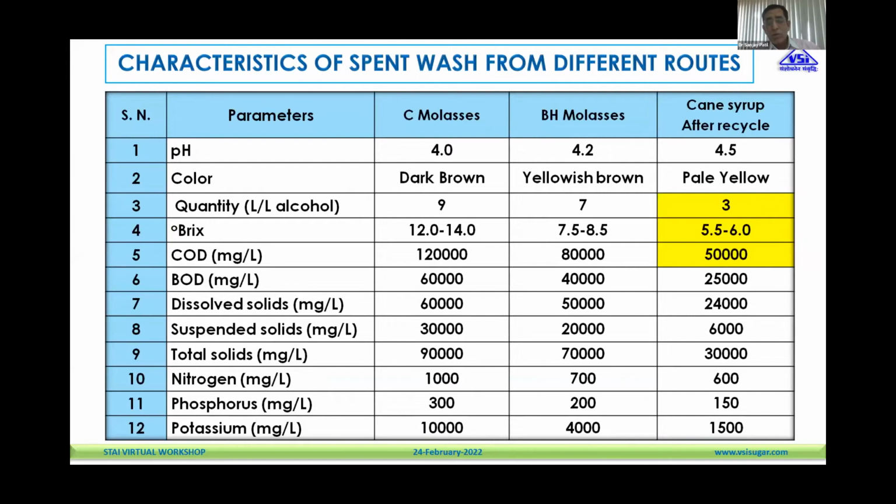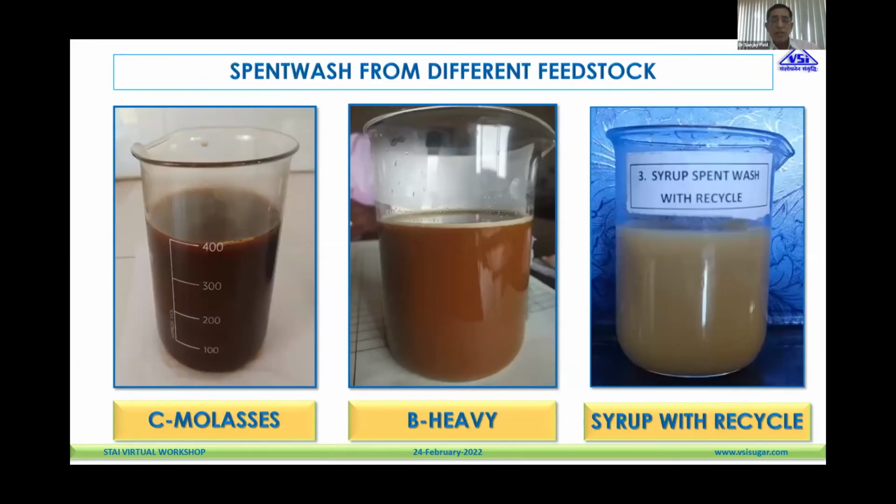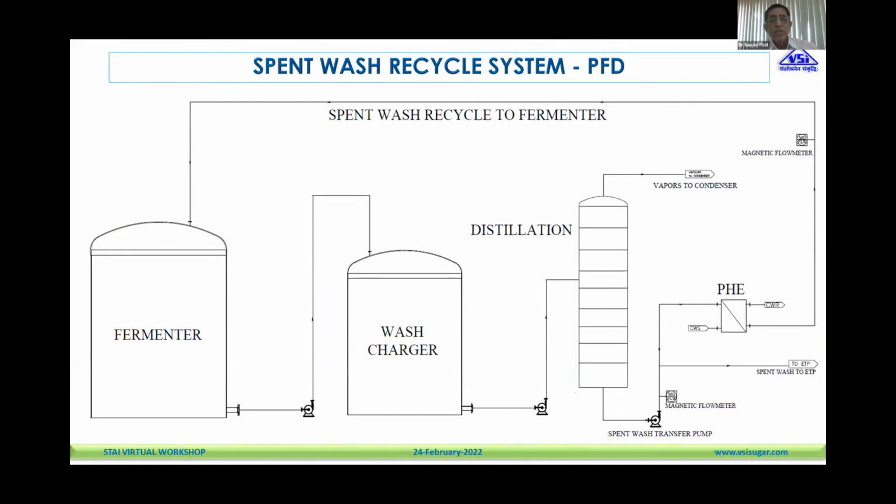Your COD will be about 50,000. So that means your quantity and your pollution load both are going to get reduced if you use cane syrup for fermentation. These are the typical photographs of the spent wash generated. So you can see that the color of the spent wash is also reduced when you are using syrup for the fermentation. So this is the typical spent wash recycle system which is used in a distillery.